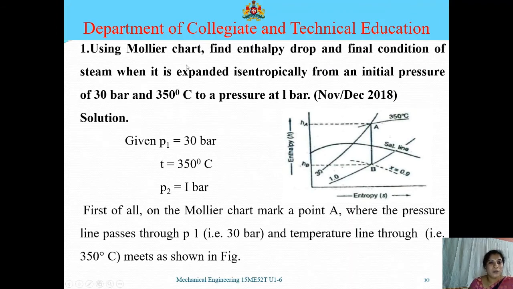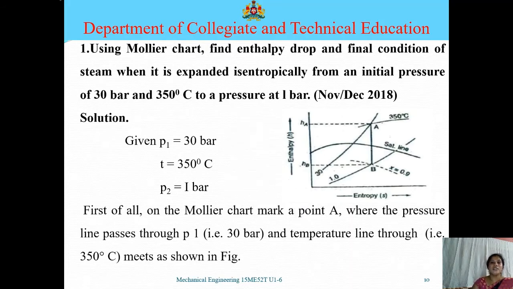Now let us move on to the problem on Mollier chart. First, I'll read the question once for you. Even you people read the question once or twice till you feel that you have completely understood the problem. Okay. So I'm reading the question once. Using Mollier chart, find enthalpy drop and final condition of steam when it is expanded isentropically from an initial pressure of 30 bar and 350 degree Celsius to a pressure of 1 bar.